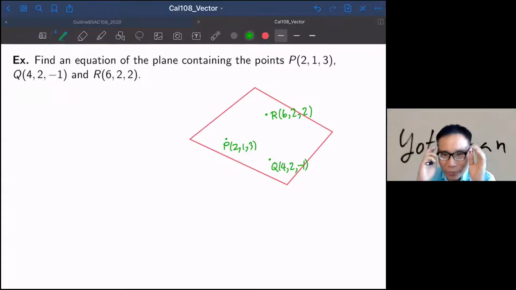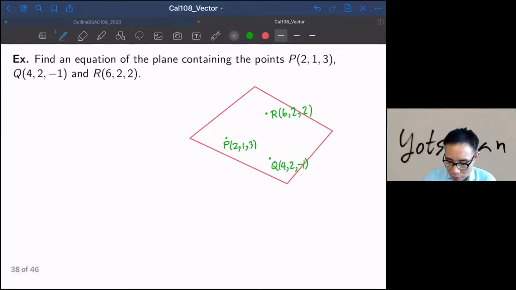It turns out to be unique because if you have 3 points in 3-dimensional space, there is only one plane that passes through these points. P, Q, R are not on the same line, so they are not pointing in the same direction. There is only one plane you can find. In this case, you have to find the normal vector, the vector that is perpendicular to this plane.